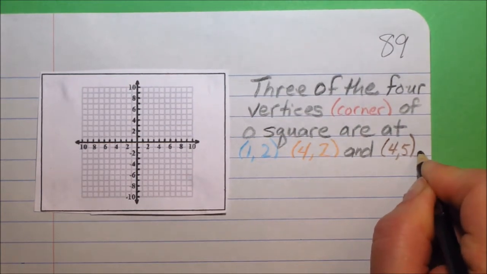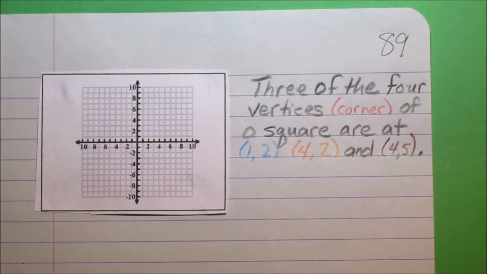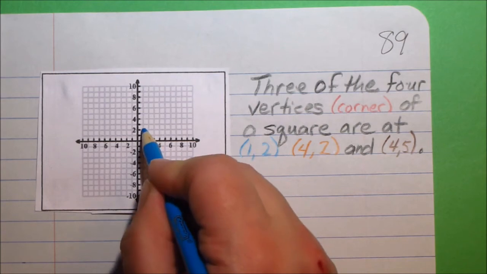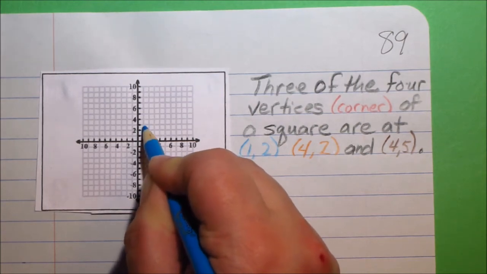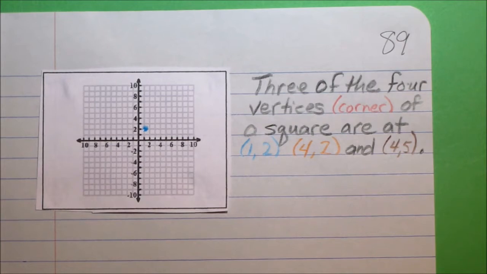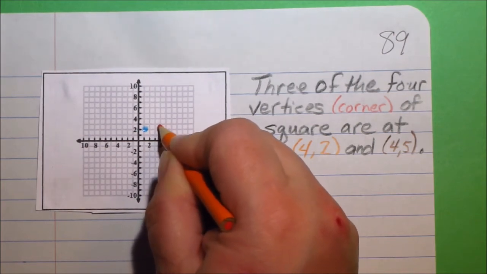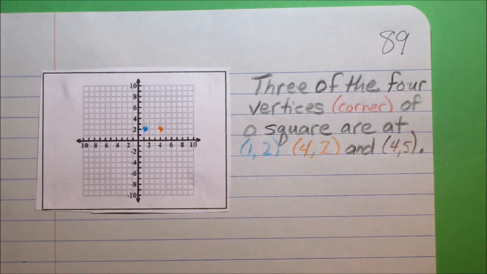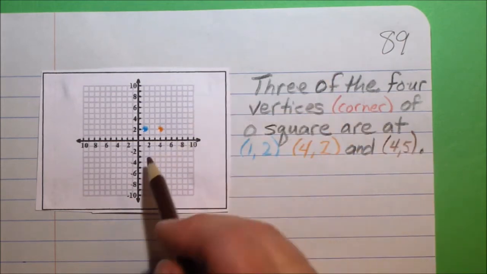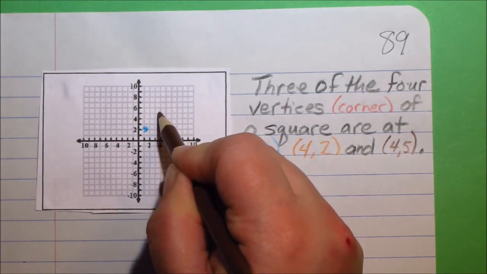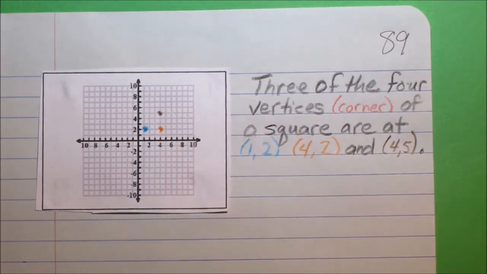So we need to plot those three corners first, right? The first one is at (1, 2). So that is 1 and 2, which places it right here. The second one is at (4, 2), so I need to go all the way out to 4 and up 2. It's right here. And the third one is at (4, 5), so 4 and then all the way up to 5. Puts it right here. Those are the three vertices of a square.